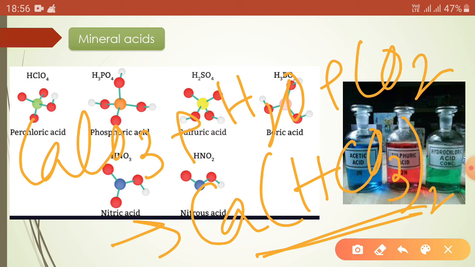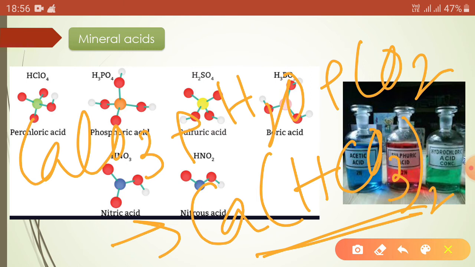But when excess carbon dioxide is passed through lime water, the milky color of the lime water disappears. This happens because of the formation of calcium hydrogen carbonate. As calcium hydrogen carbonate is soluble in water, the milky color of the solution mixture disappears. So look at it very carefully.